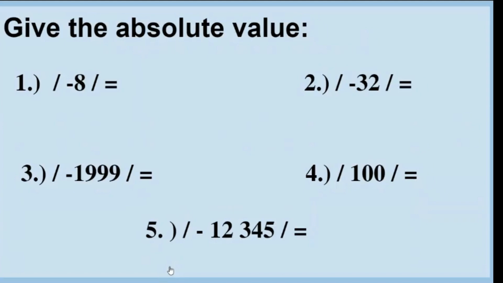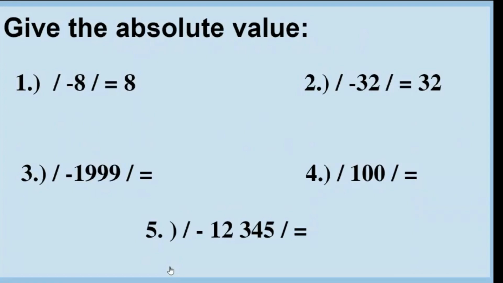How about these examples? Give the absolute value of the following integers. Number 1, we have the absolute value of negative 8. Can you guess the answer? You guessed it right. 8 jumps away from 0. So the answer is positive 8. How about number 2? What is the absolute value of negative 32? Exactly! 32 units away from 0. So the answer is positive 32.